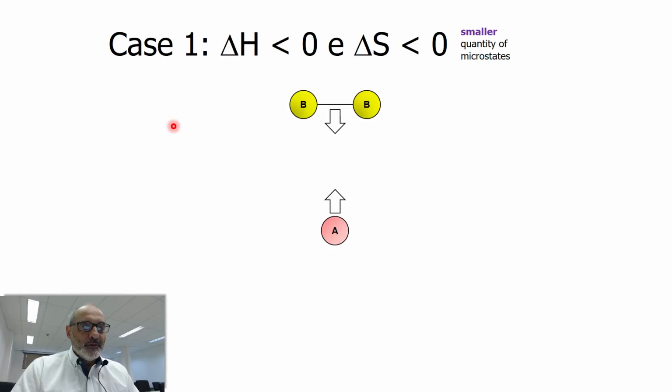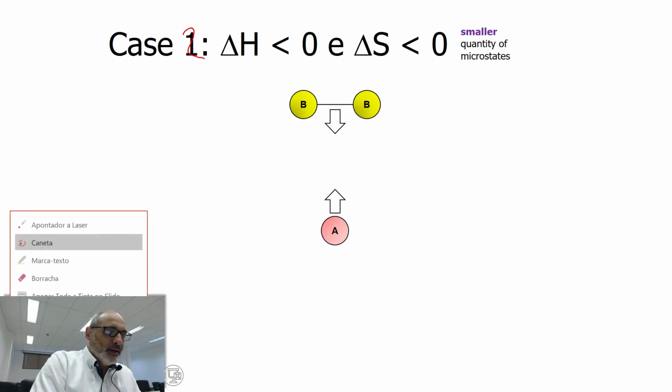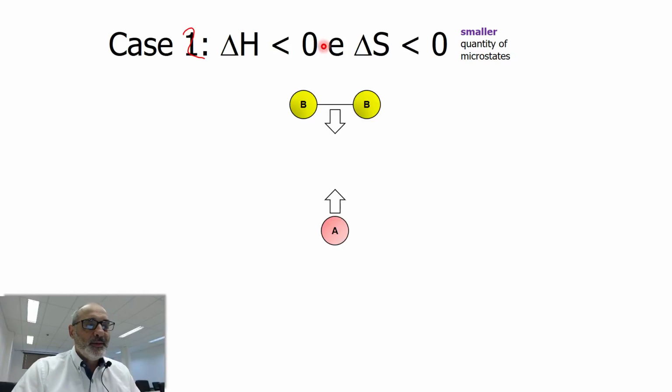It's written case 1. Well, this is a mistake. This is case 2. The process is still exothermic, it's releasing heat. Let me correct this here just so we don't have a problem. In this case, the process is still exothermic, but entropy is decreasing. So the level of disorder is decreasing.